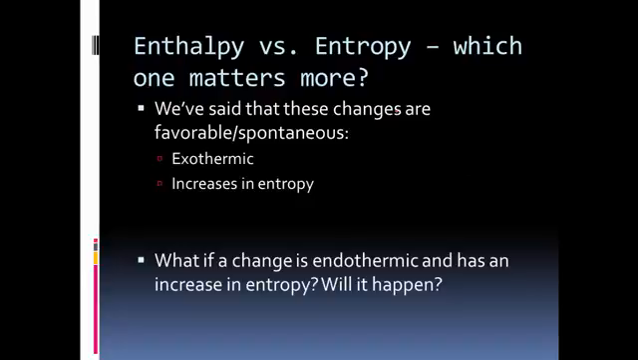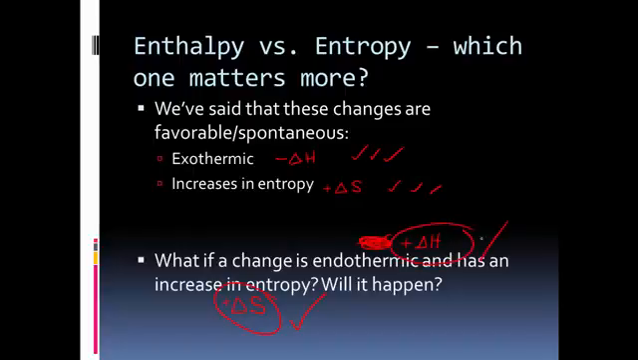Enthalpy versus entropy, which one matters more? So we've said that the following changes are favorable or spontaneous. Exothermic reactions, so negative delta H values are favorable. Nature tends toward exothermic reactions. Increasing entropy, positive delta S, nature tends towards increasing disorder. Well, what if some chemical change is endothermic, positive delta H, and has an increase in entropy, positive delta S? So the increase in entropy is favored. The increase in enthalpy is not.